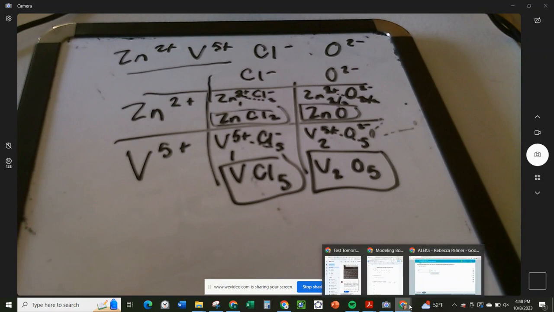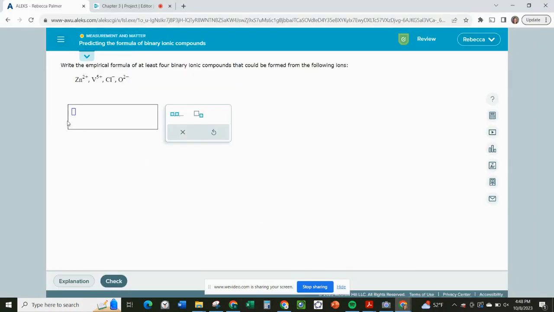Where is our Alex? So type in those. ZnCl2. We need ZnO. We need VCl5. Oops. Shouldn't put a space in there. Oh, there's not a space. Okay. 5 and V2O5. Okay, and then we'll check that, make sure that we got it correct.